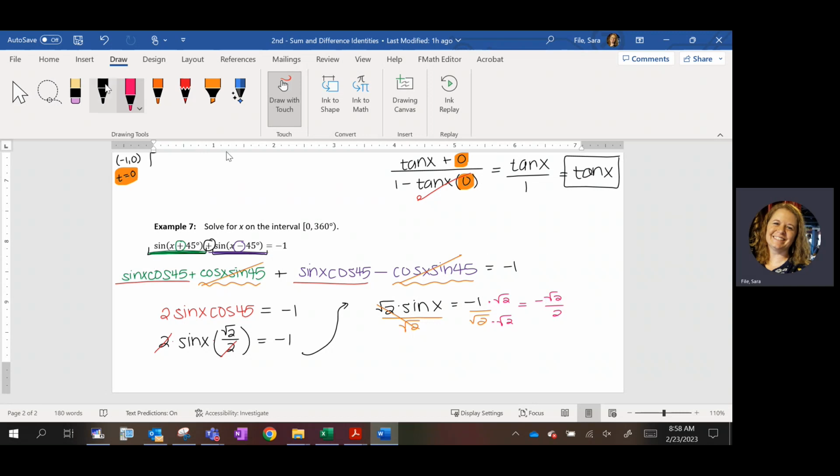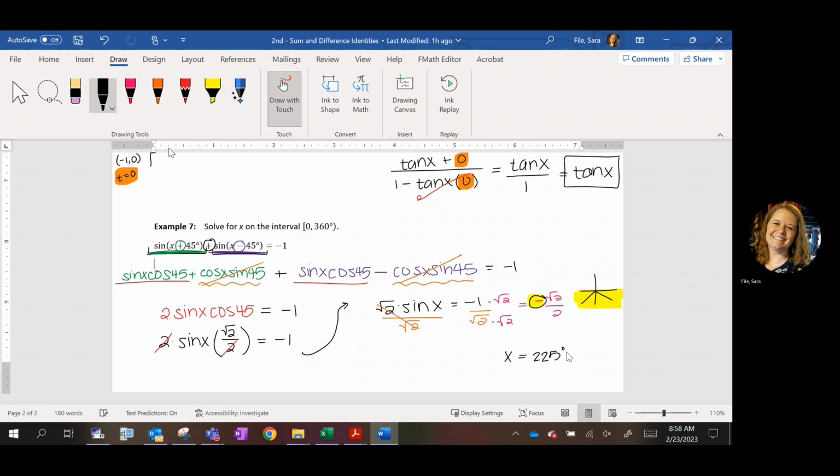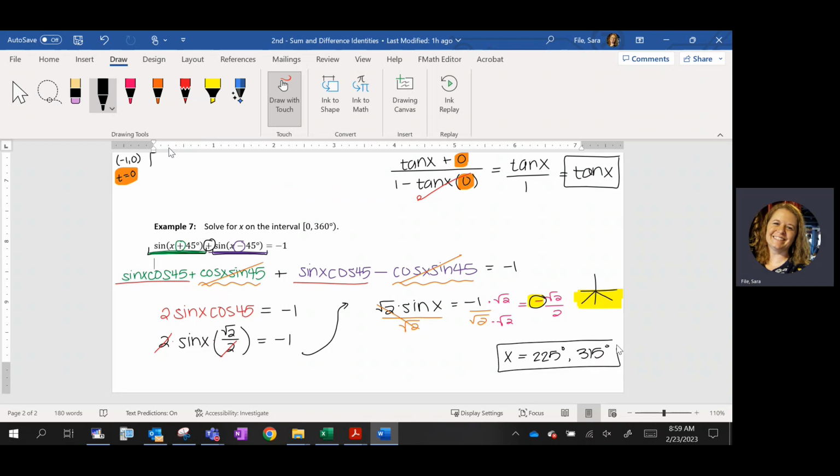Okay. Where is sine negative? In what quadrants is sine negative? Yeah, sine is negative down here. So I need to be looking at the 45-degree reference angles in these two quadrants. So what are those? Yeah, here in quadrant 3, that's 225. And what is that in quadrant 4? 315. So that's x. Those are the angles where sine is negative root 2 over 2. Does that make sense?